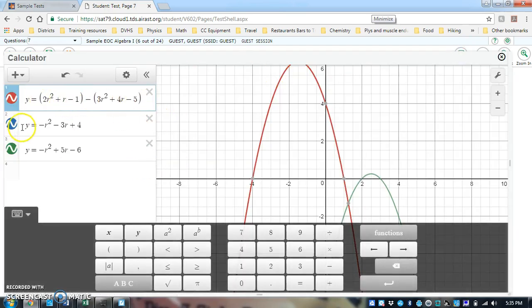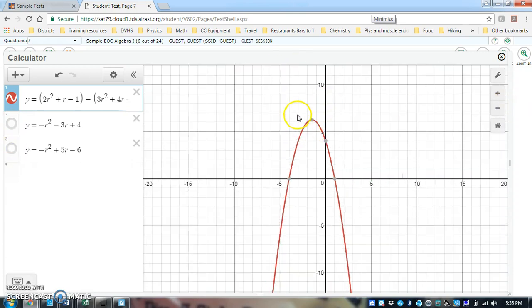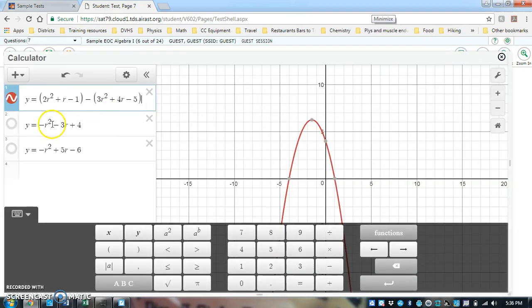Now when we look at the very first graph here, we see we have a parabola that is opening downward. If we look back at our selections, we see that the first two parabolas will open downward because we have negative r squared. For C and D, though, our coefficient is positive, it's 5. Those are going to open upwards, so C and D are automatically eliminated. Now let's take a look at our remaining two options.